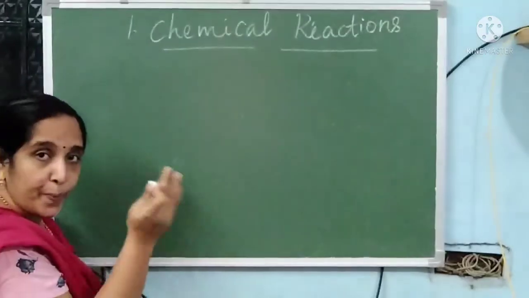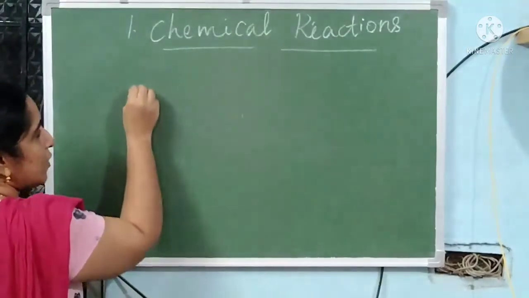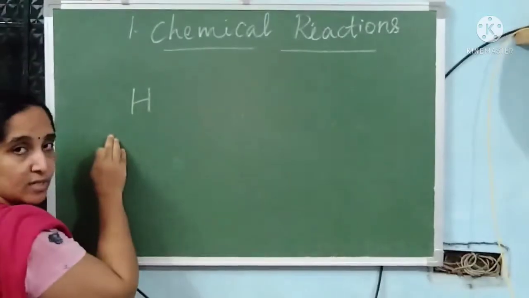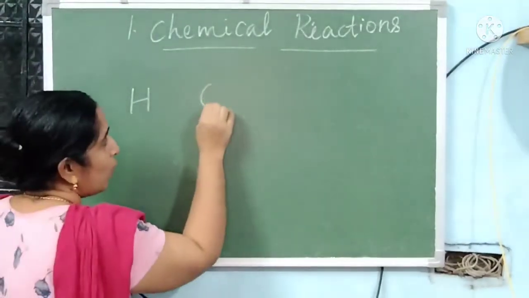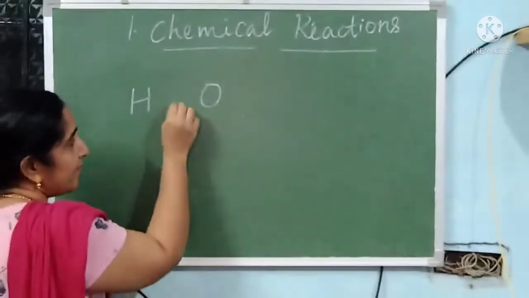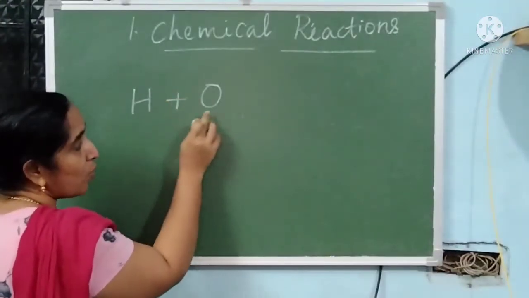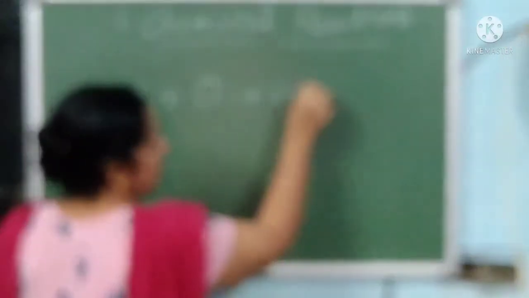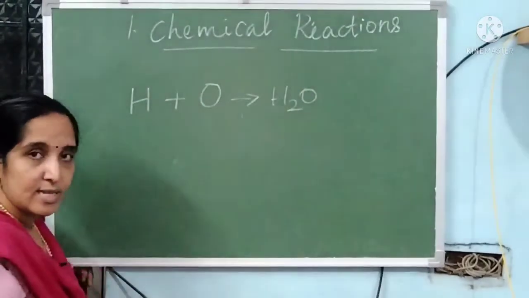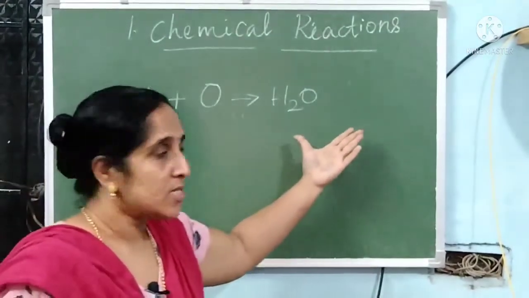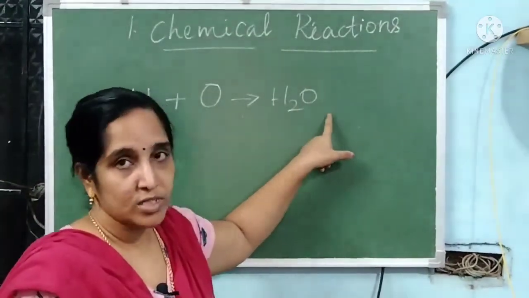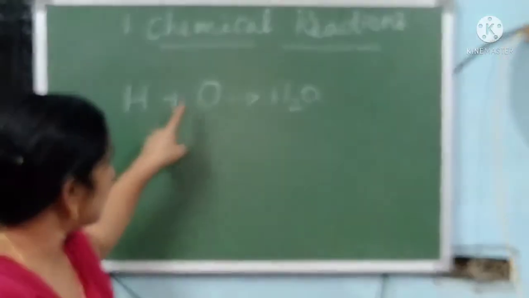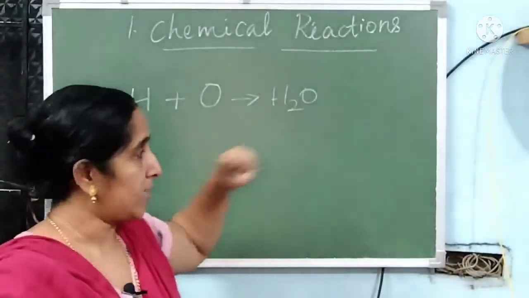There are two parts in a chemical reaction. We know H2 hydrogen and O2 oxygen. When hydrogen reacts with oxygen to form water, we know that water is a molecule consisting of hydrogen atoms and oxygen atoms. So hydrogen reacts with oxygen to form water.